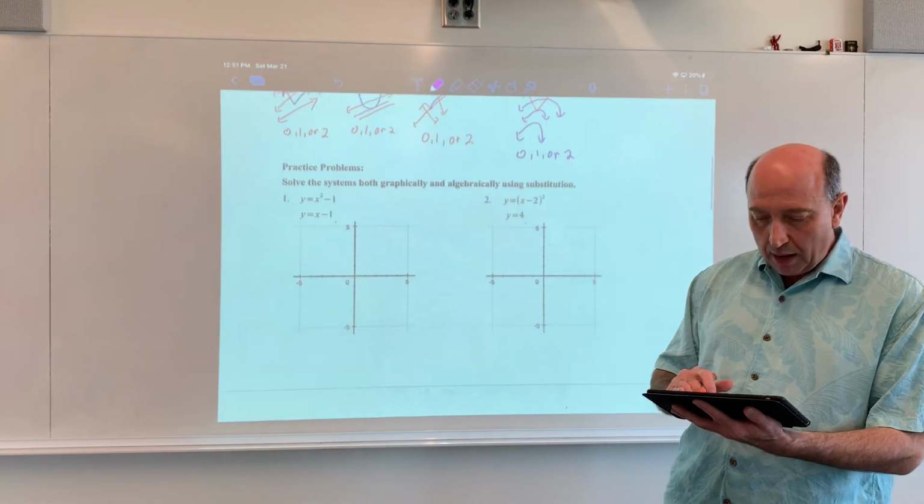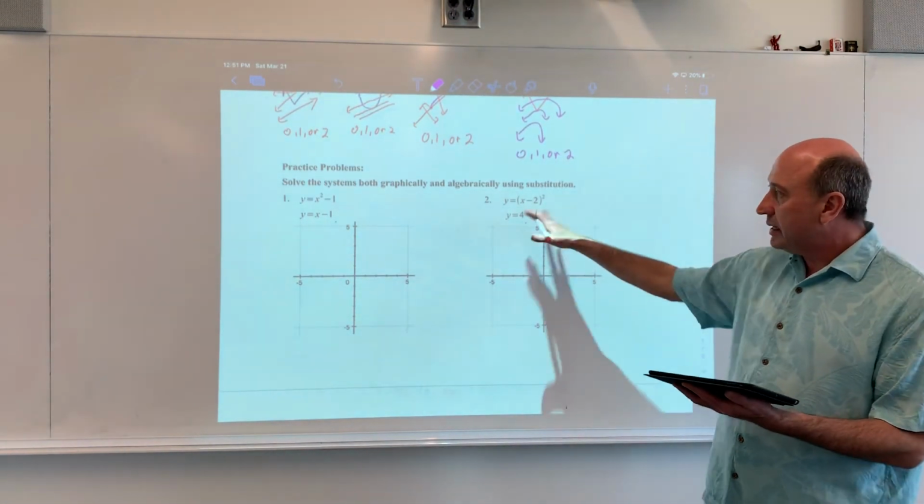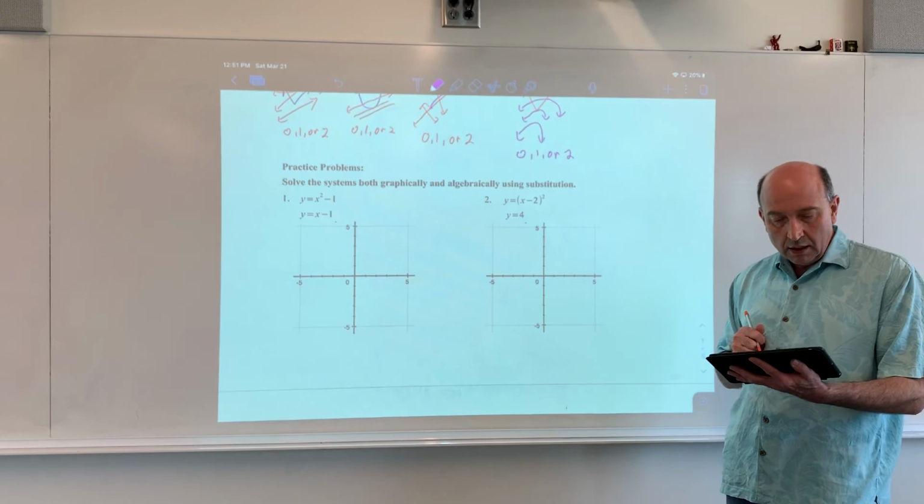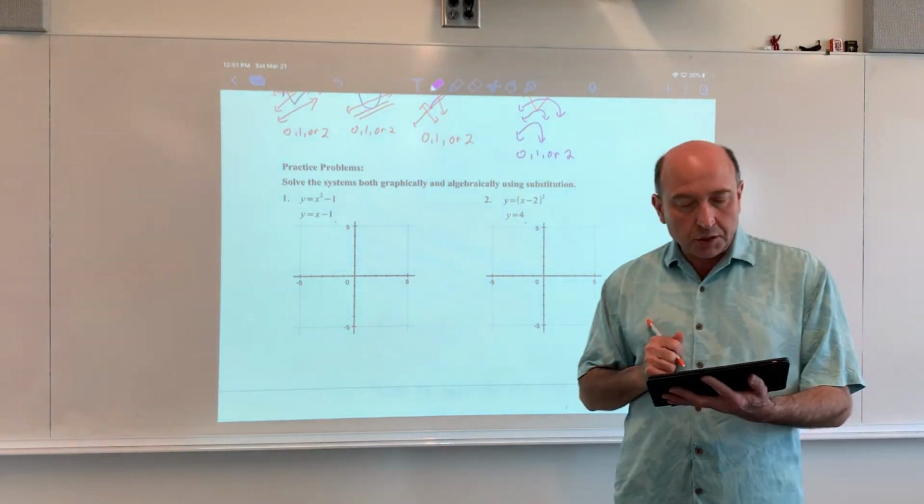Okay, so here are some problems for you guys to solve. Now, some of the details on this worksheet are a little tricky, so you might need a few hints or suggestions, but good luck.